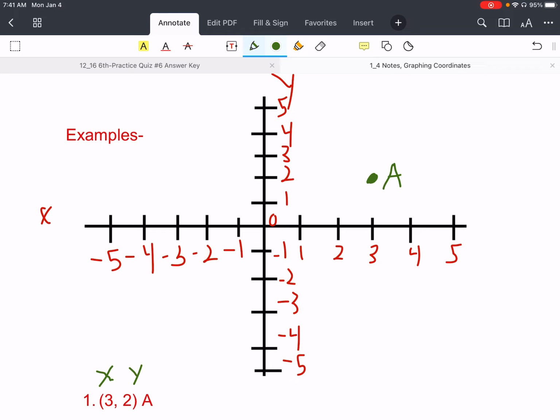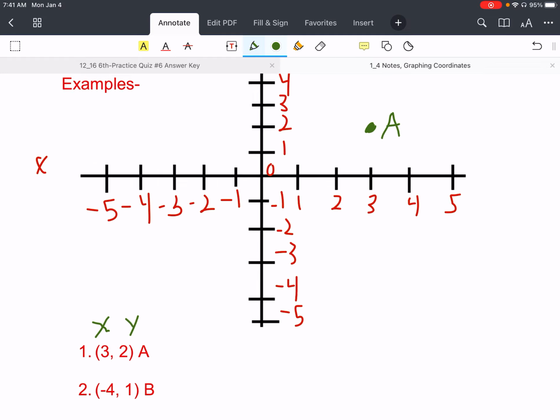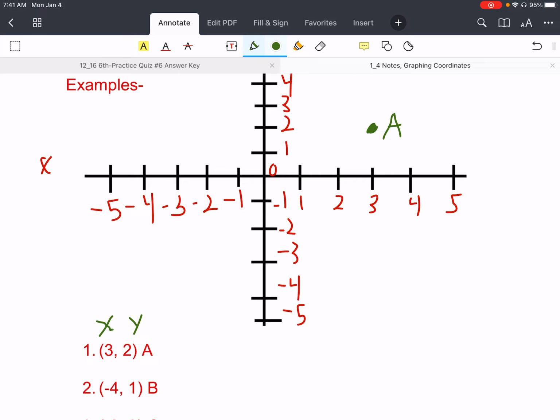Now, I don't want you to spend too much time making your graph perfect, but you do want to make sure that your graph is spread out enough so it's not confusing. Okay, next one, -4, +1. So I always go left or right first. So I'm finding -4 on the x-axis, and then going up to +1. So -4, +1. That's point B.